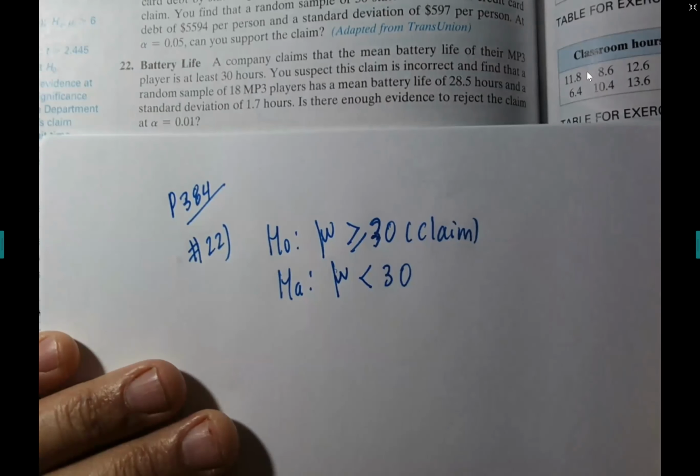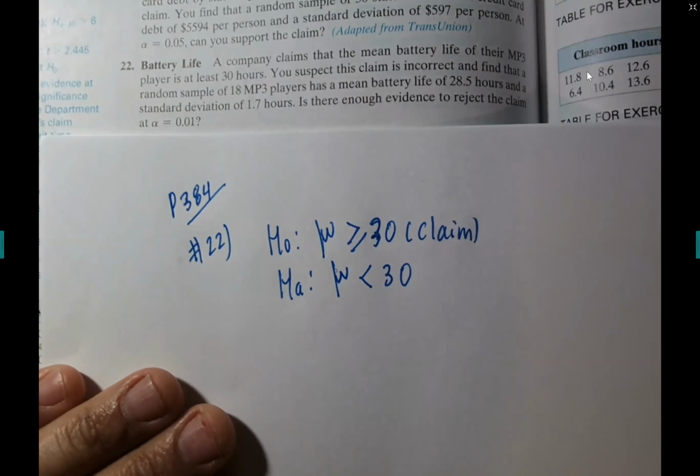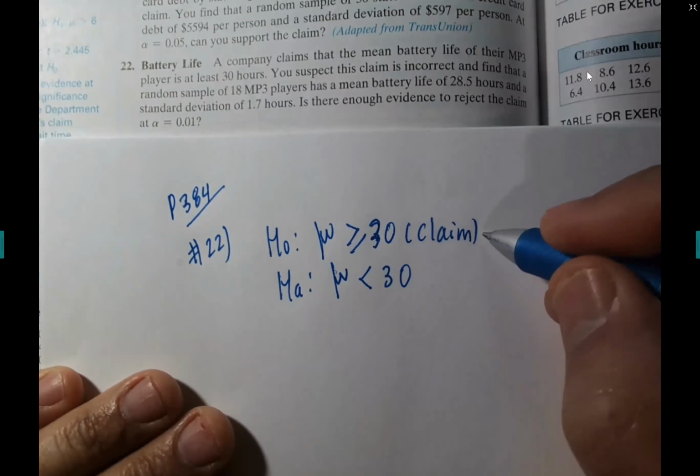You suspect the claim is incorrect and find that the random sample of 18 MP3 players has a mean battery life. Okay. So n is 18.